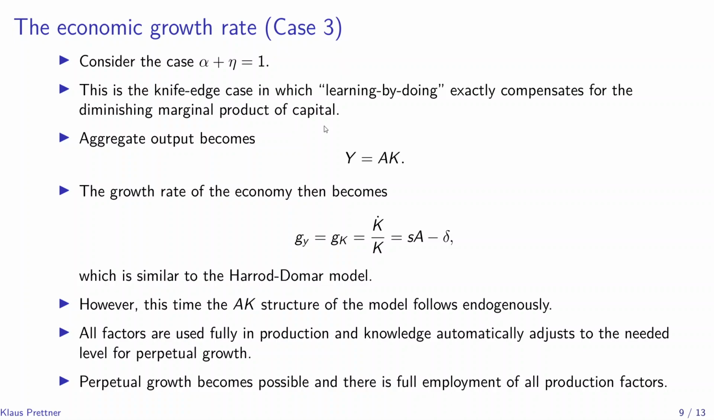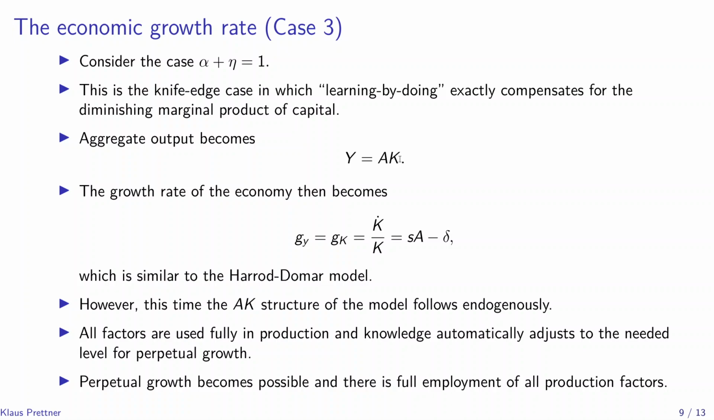Finally, we come to the third case, which is the standard AK case. In this case, alpha plus eta would be exactly equal to 1. Now, of course, this is again a knife-edge case because there is no reason whatsoever why eta should be exactly as high so as to ensure that the sum with alpha equals 1. In this case, the learning by doing spillover effects would exactly compensate for the diminishing marginal product of capital, and aggregate output becomes the expression A, this parameter, times the aggregate capital stock. So that's now the AK production function and the AK framework.